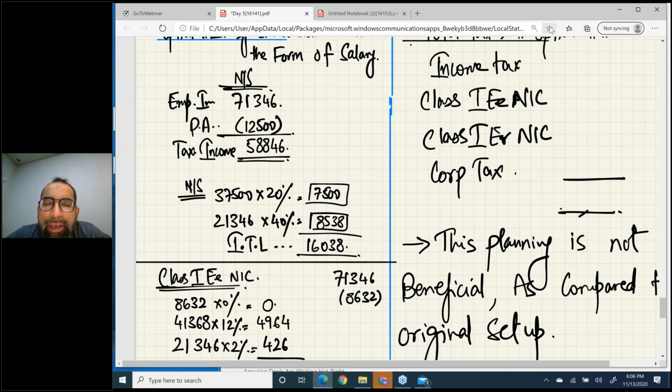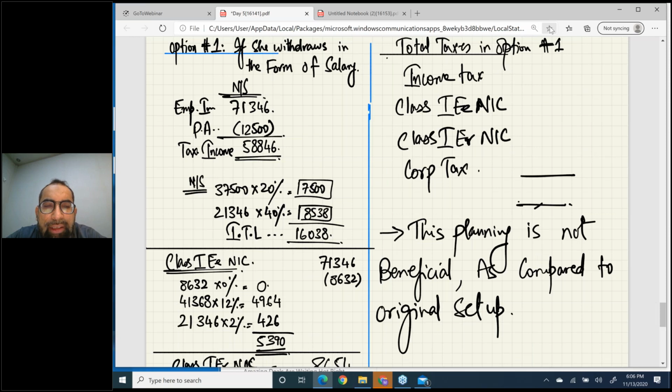And on the second band of class 1 employee NIC, you have a rate of 12%. Then the extra over and above, 71346 minus 50,000, the over and above amount will go in the last band, and the last band tax rate is 2%. So you can check the class 1 employee NIC is 5390. This is also one of the burdens she has to bear.